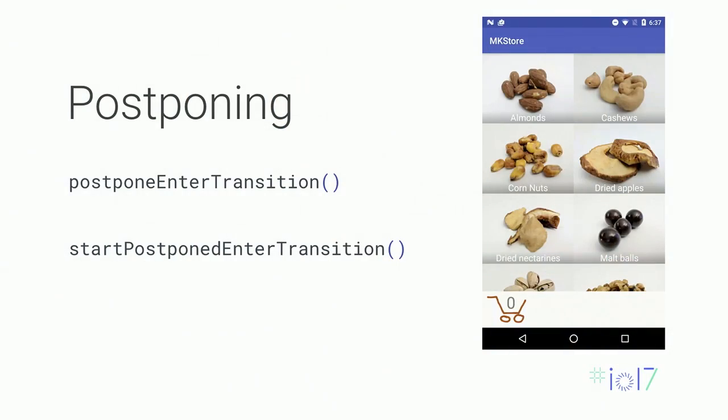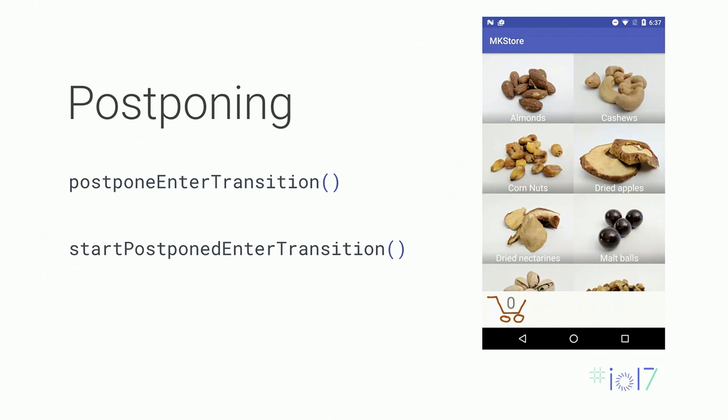And so in activity transitions, what do we do? Well, it's great. We have this thing called postponing the transition. So we have a postpone enter transition. And then when the views are ready, we call start postponed enter transition. So it gives you the ability to say, OK, just hold on a second. Wait for my views. Come on, views. And then when they're all ready, you say go.